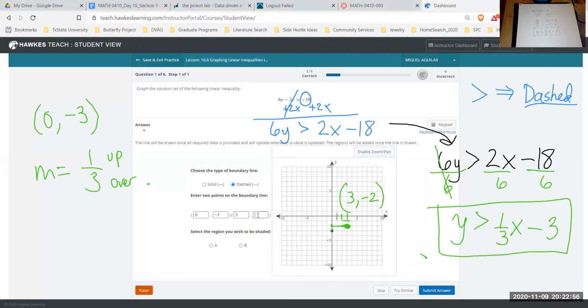(3, -2). And as you can see, Hawks already drew the dashed line right through those 2 points.